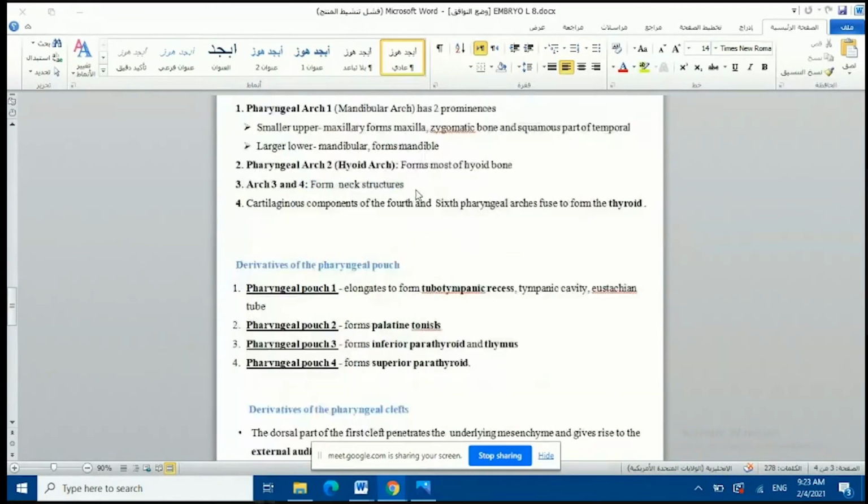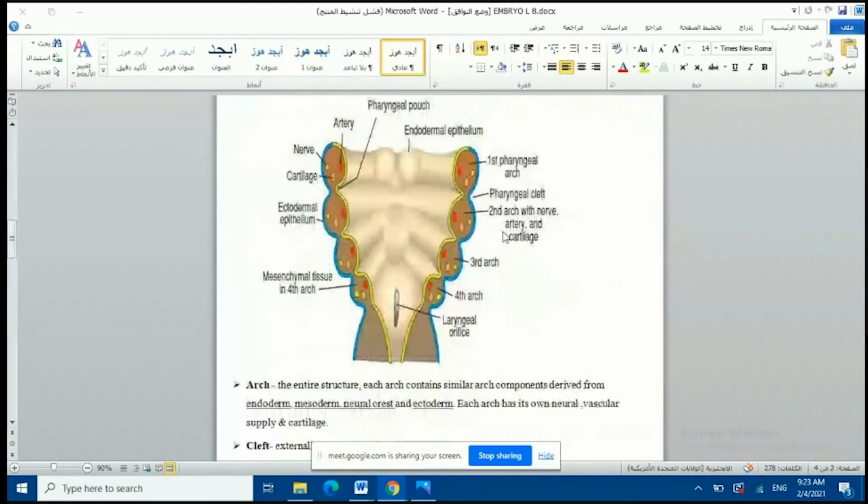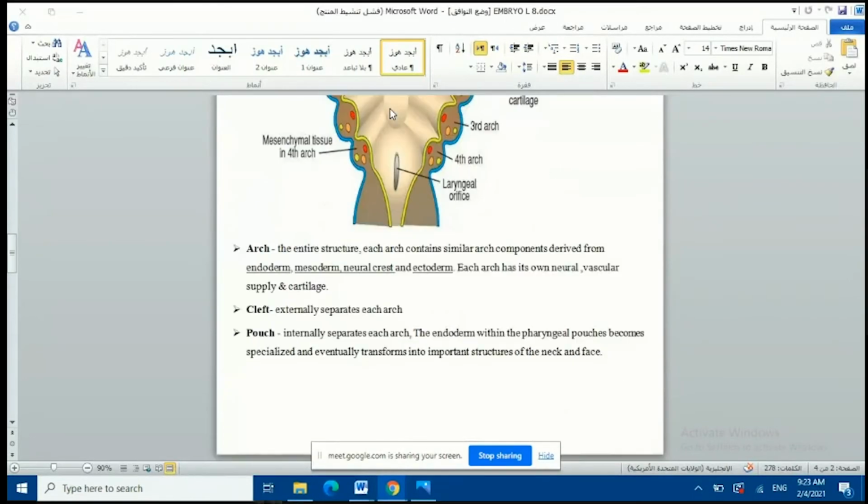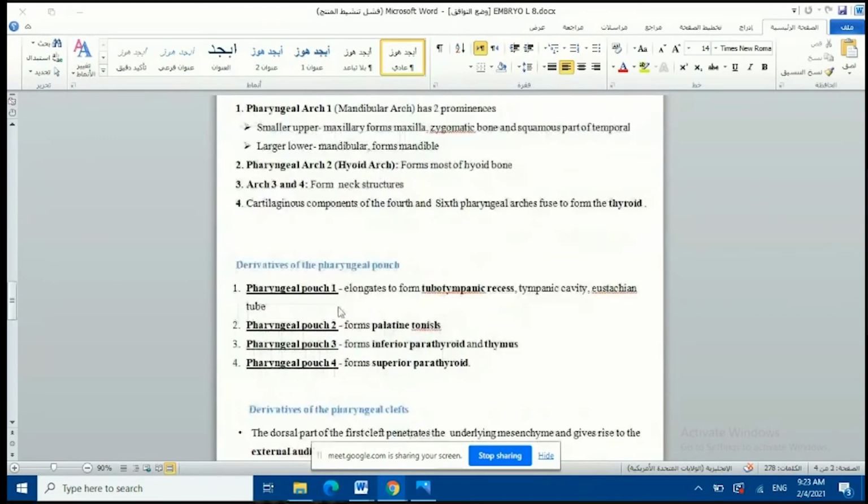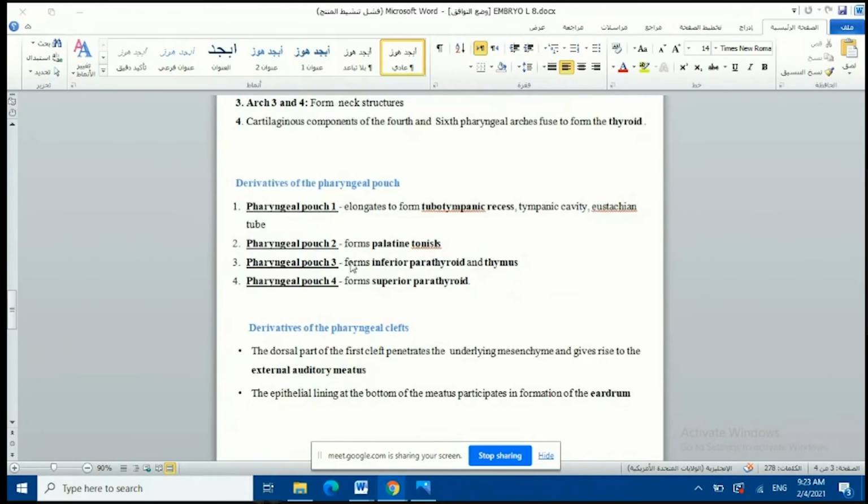Pharyngeal pouch, as I said right here, look at here, the pharyngeal pouch from inside. You see it. And I told you there will be specialized parts from the pouch itself. So we will see here that pharyngeal pouch number 1 elongates to form the tympanic recess, tympanic cavity, and eustachian tube. This is all related to the ear. While pharyngeal pouch number 2 forms the palatine tonsils. Okay, while pouch 3 will form the inferior parathyroid and thymus.